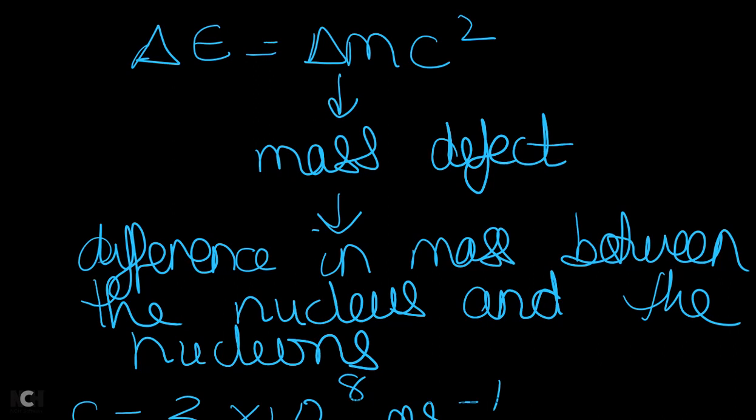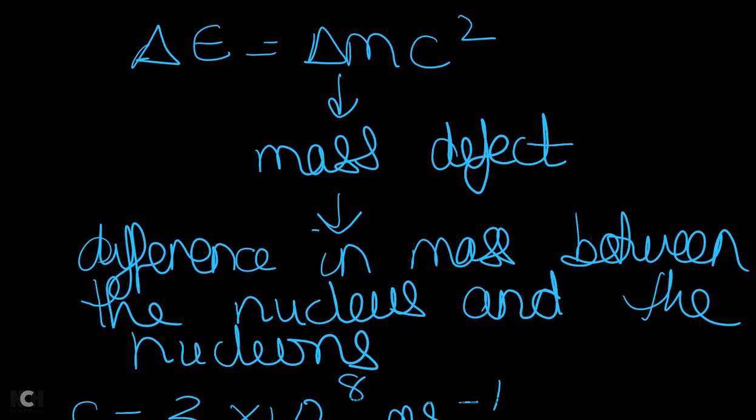nucleus and the nucleons. At the CAPE level, particularly with your multiple choice questions, you will always be asked if the mass of the nucleus is greater or less, and it's actually less than the mass of the nucleons. Now, c of course is the speed of light, and you can use delta m in kilograms.